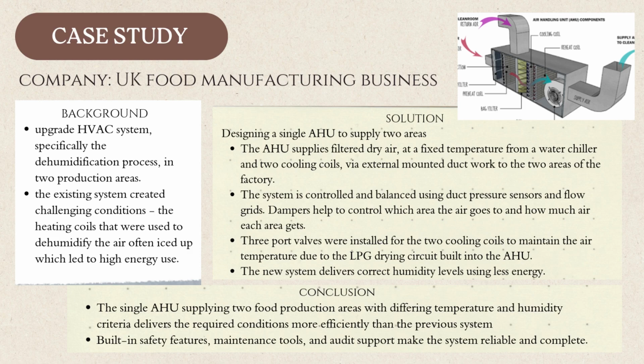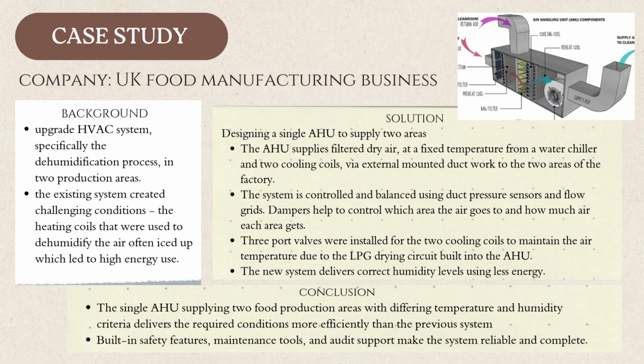So the solution to overcome this problem is by designing a single air handling unit to supply to two areas. So the AHU supplies filtered dry air at a fixed temperature from a water chiller and two cooling coils through the external mounted ductwork to the two areas of the factory. Then the system is controlled and balanced using duct pressure sensors and also flow grids.